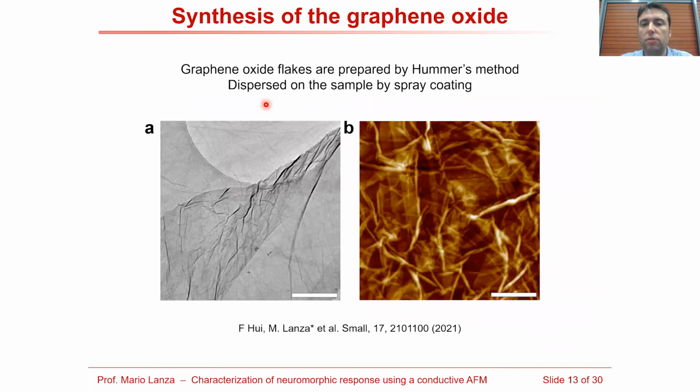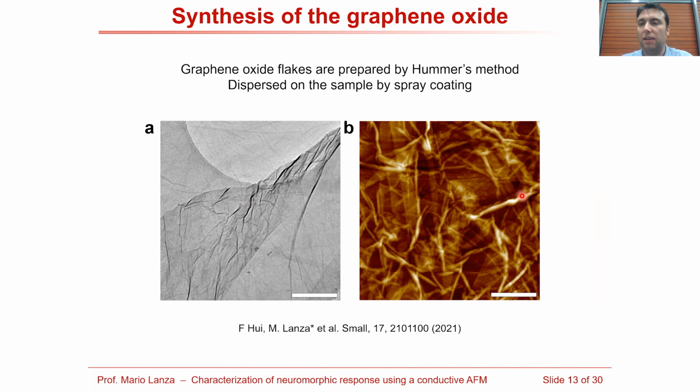So the first thing that we do is the synthesis of the materials. We fabricate the graphene oxide. Well, our collaborators fabricated the graphene oxide at the University of Cambridge, the group led by Professor Andrea Ferrari. They produce these large and thin flakes of graphene oxide, and we deposit them as a film. The film has this look after it is deposited.